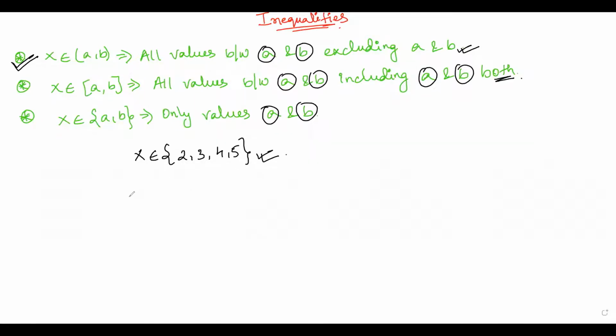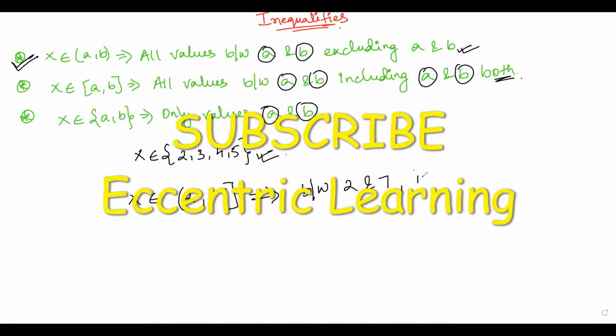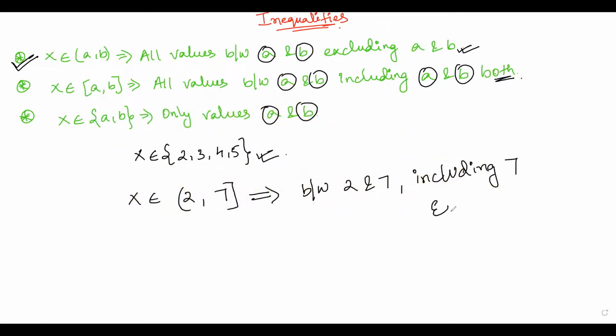In a similar way, if it has been given as say x belongs to (2, 7], this means that x will take all values between 2 and 7, including 7 but excluding 2. So in this way, any range of values of x can be written in these forms.